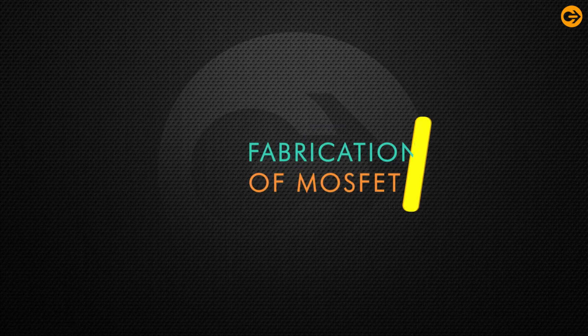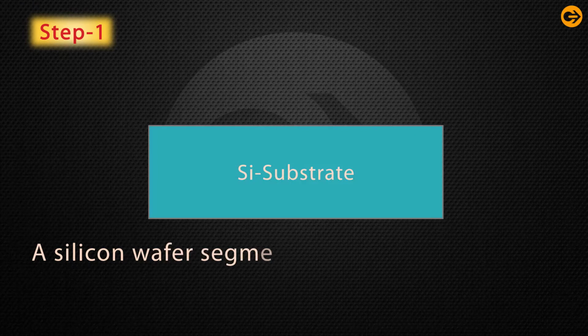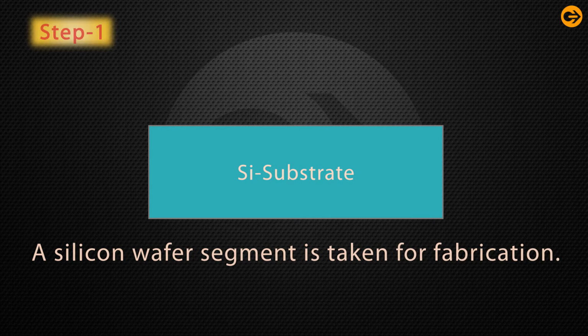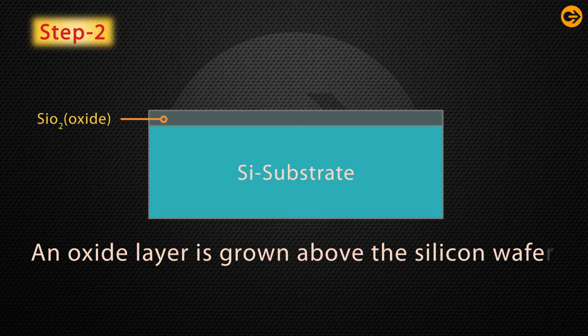Now discussing its theory, we have divided the fabrication process of MOSFET into several steps, and these are as follows. Step 1. A silicon wafer segment is taken for fabrication. In step 2, an oxide layer is grown above the silicon wafer.